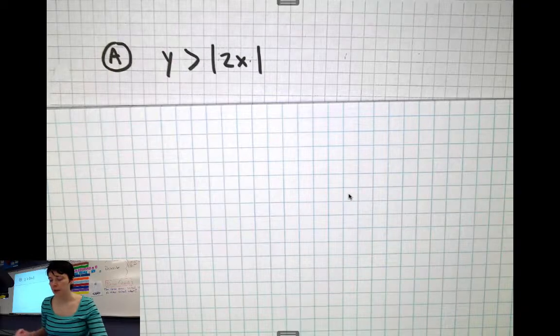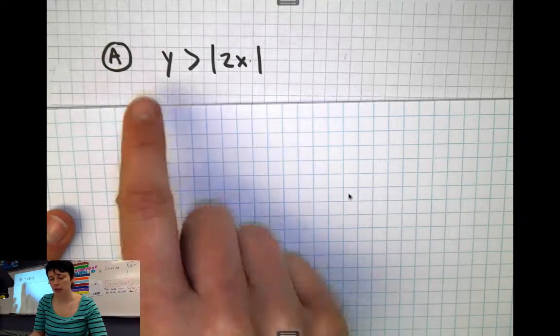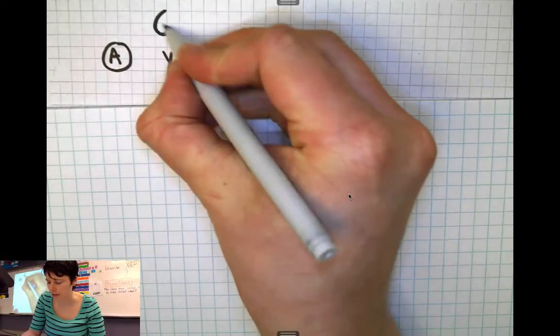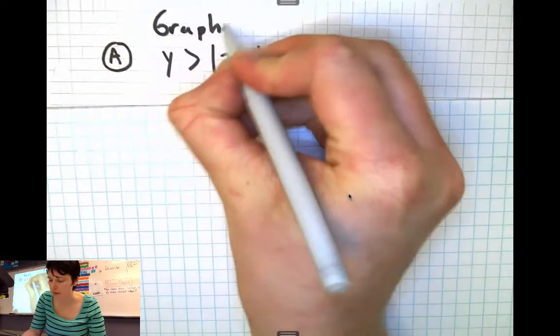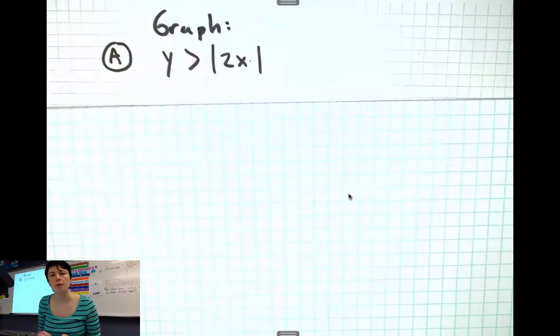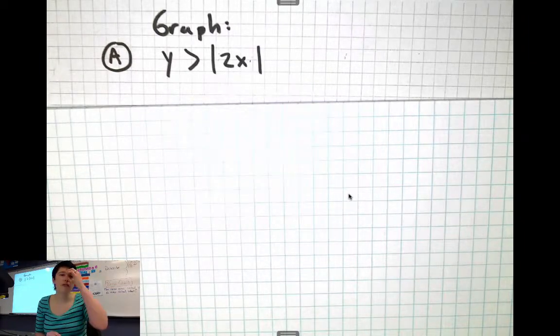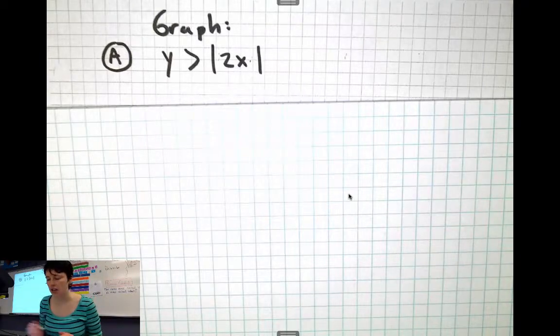So our first one, part A here, is we're going to graph, and I guess I could add that to my directions up here. We're really focused on graphing for this video. So we're going to graph y is greater than absolute value of 2x. Will you pause the video and see if you can do this whole problem yourself? Okay, so hopefully you've paused the video and you're ready to check and see.